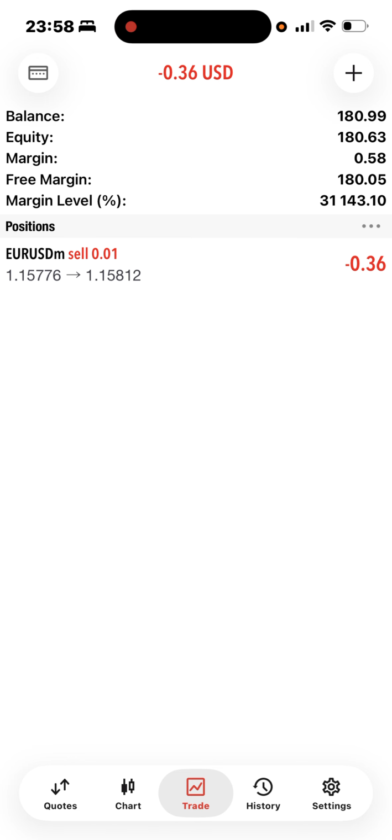Remember what I told you guys about balance, equity, everything. So that is that. You can see it's selling. If it is minus something, your balance will be lower. Now it's minus 46 USD. My balance is lower. My balance is 180.99. Sorry, my equity is lower. My balance will still remain the same until I close that trade. That's when my equity will now become my balance. You get what I'm saying?